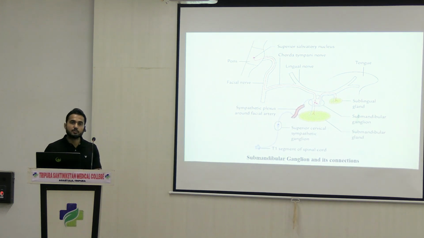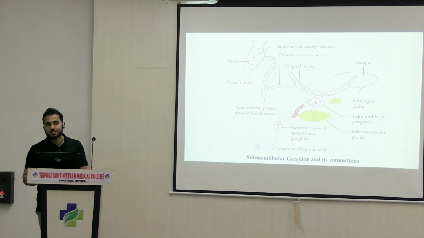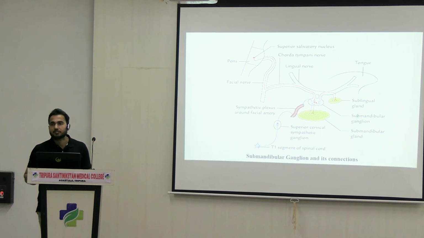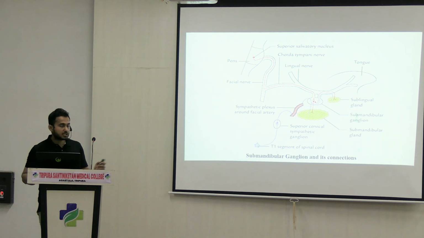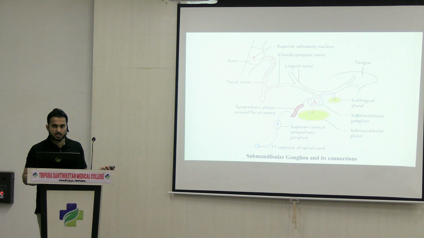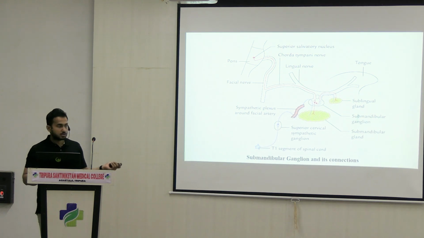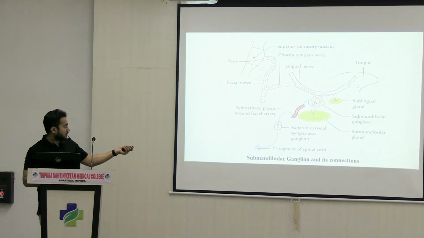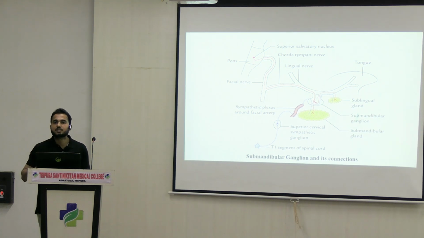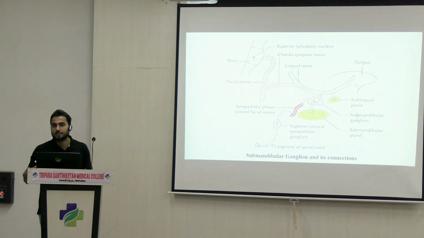Next will be the sympathetic fibers. Now the sympathetic fibers are derived from the sympathetic plexus, which is present around the facial artery. Can you see the facial artery over here? A small portion of the facial artery is shown. Can you see the facial artery in this diagram? See, this is the facial artery. Around the facial artery, you can see a plexus of nerves is present. It is called the sympathetic plexus.